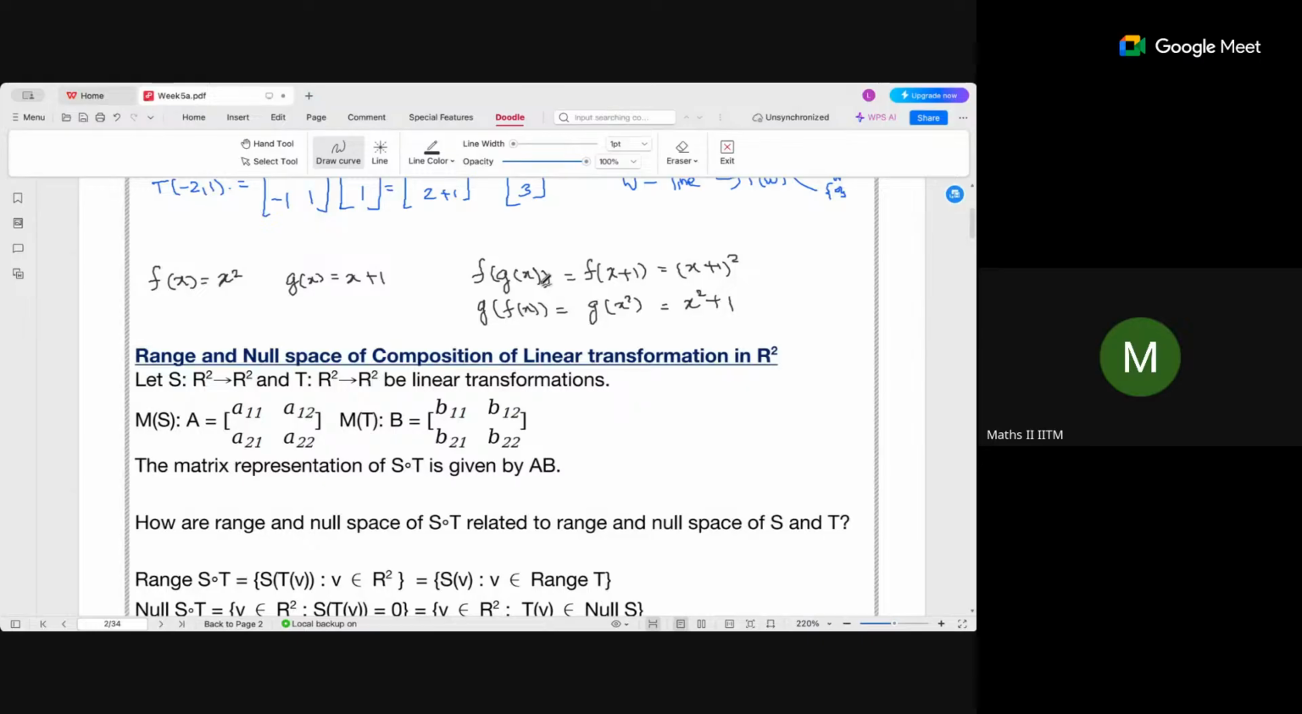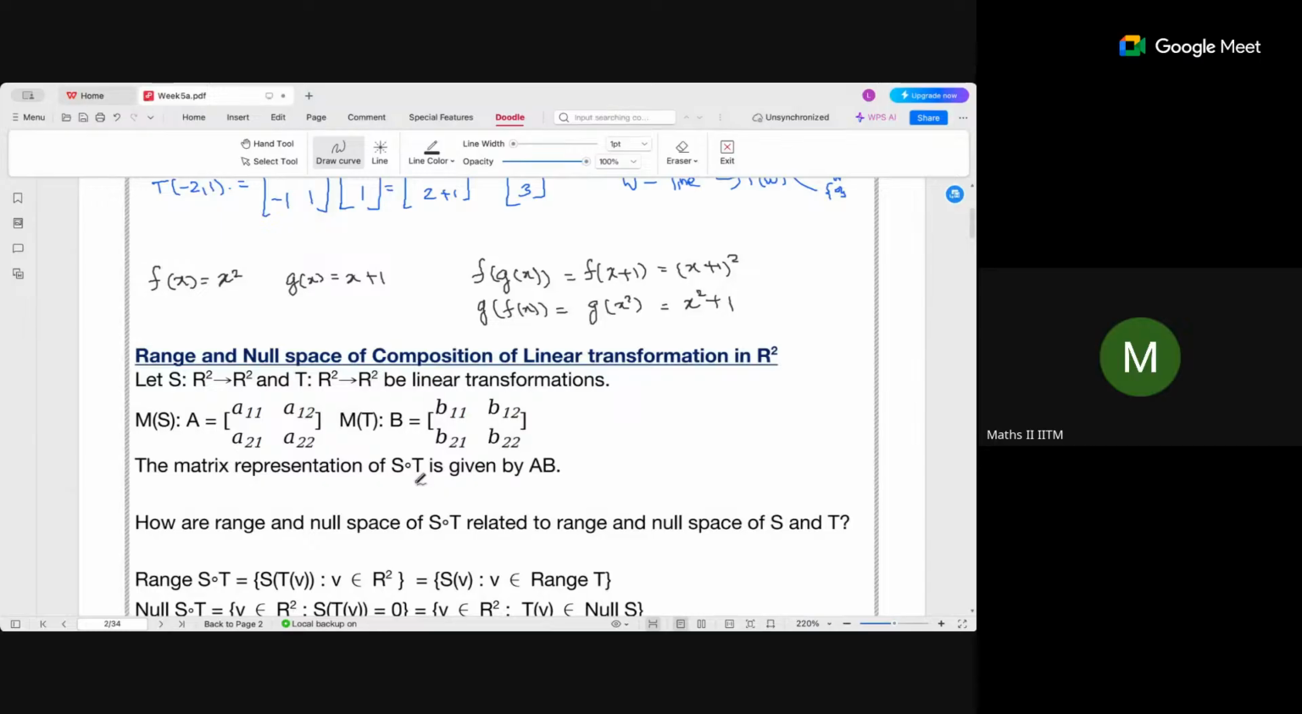If you have T or S here, both are linear transformations from R2 to R2, and let us assume that A and B represent the matrices of S and T with respect to the canonical basis. Now, what is the matrix representation of S composition T? It is very easy. We don't have to compute something new. From A and B, we can simply multiply A and B. That will represent the matrix of S composition T.